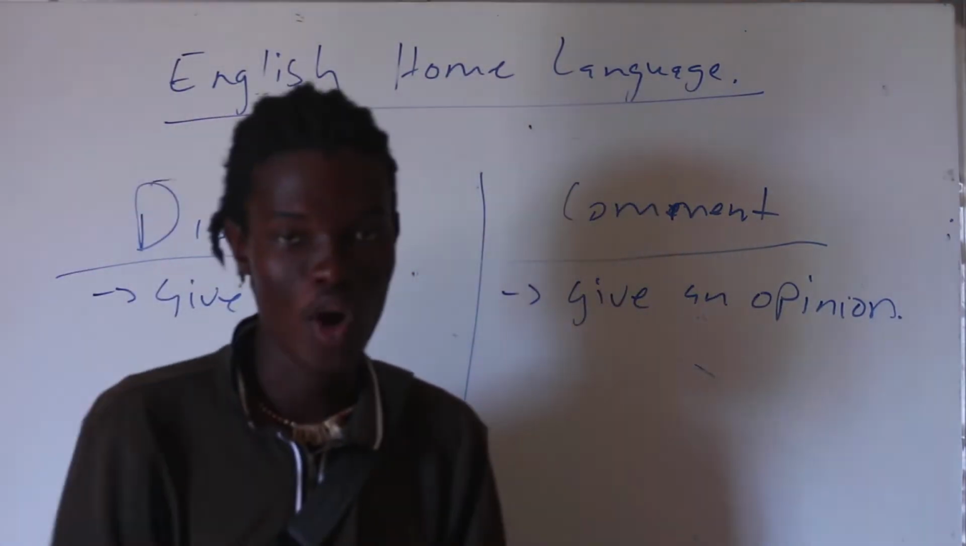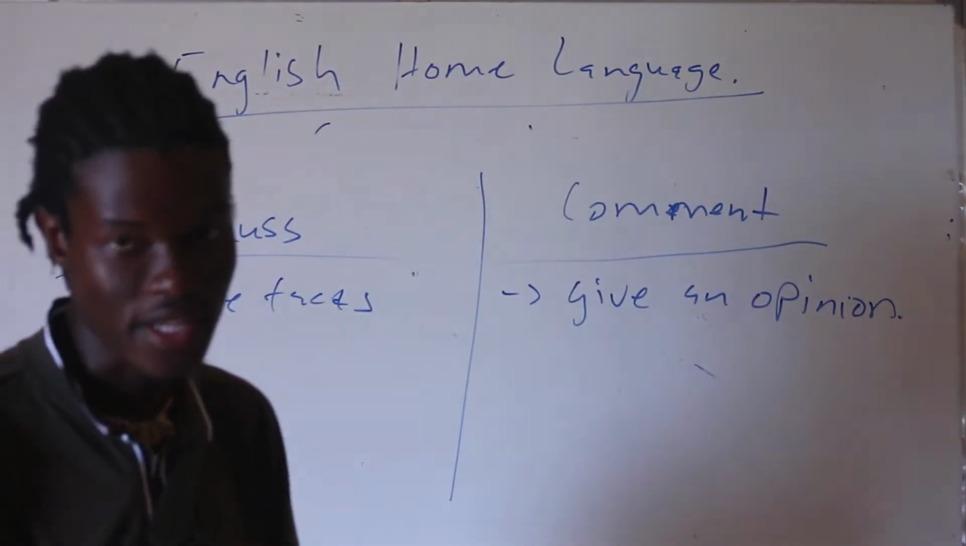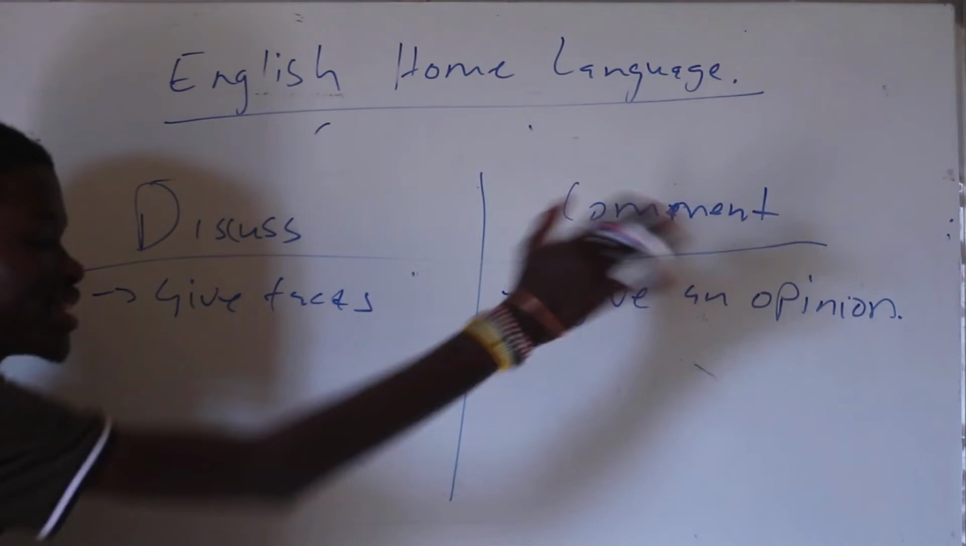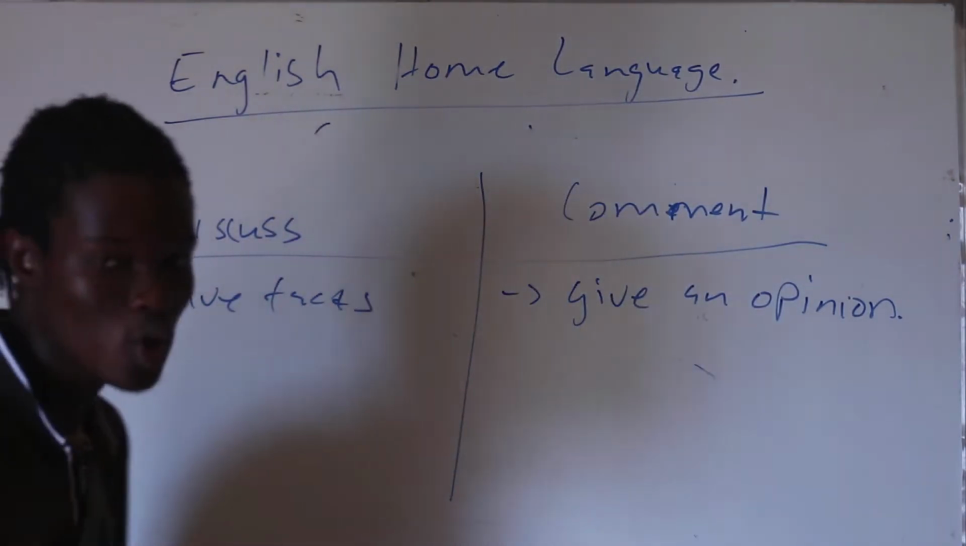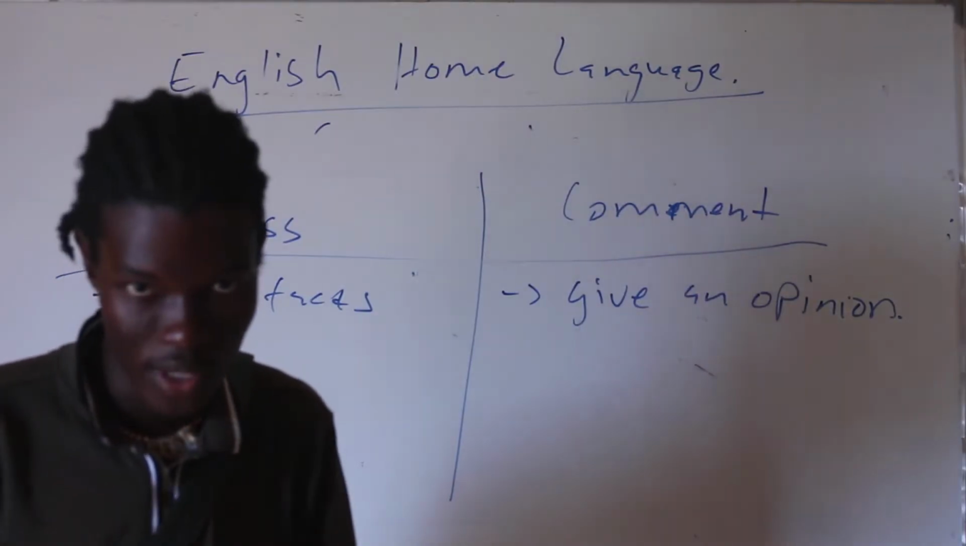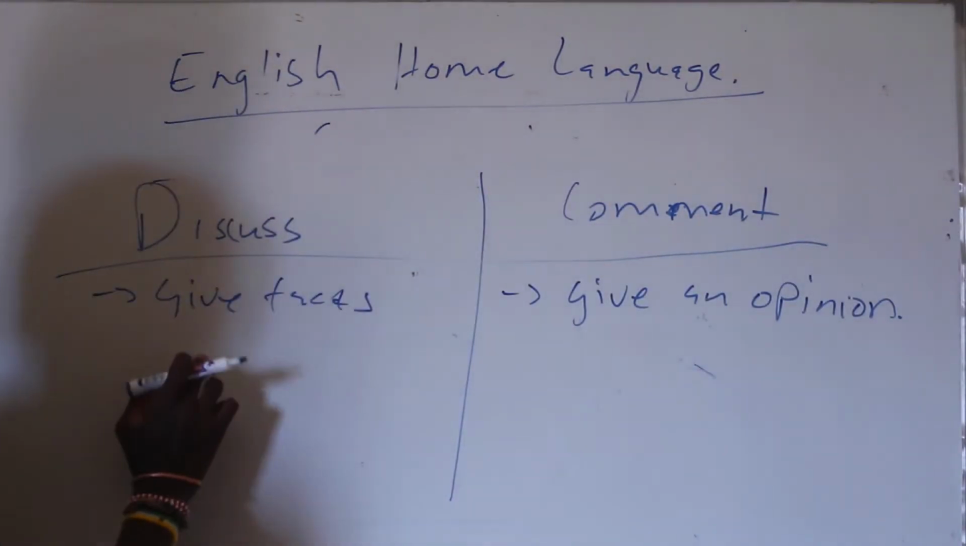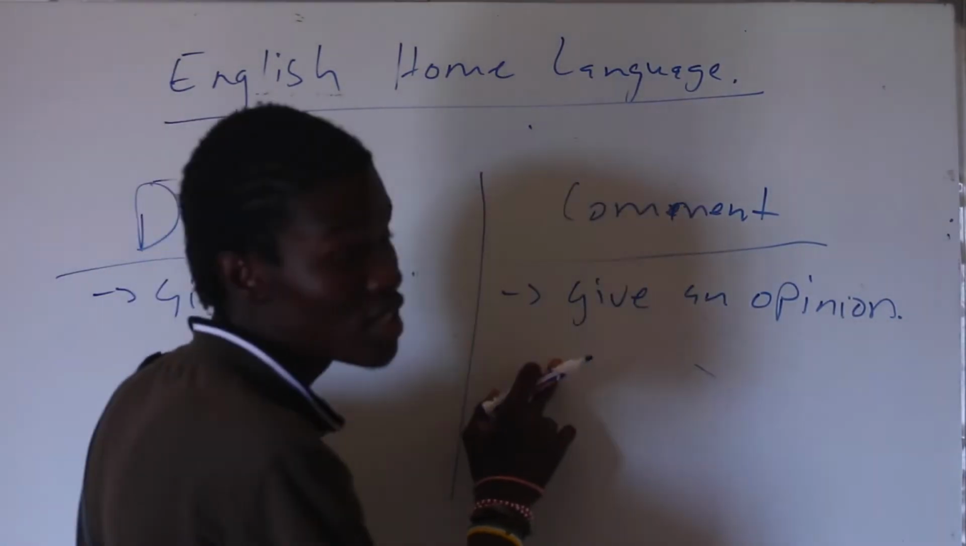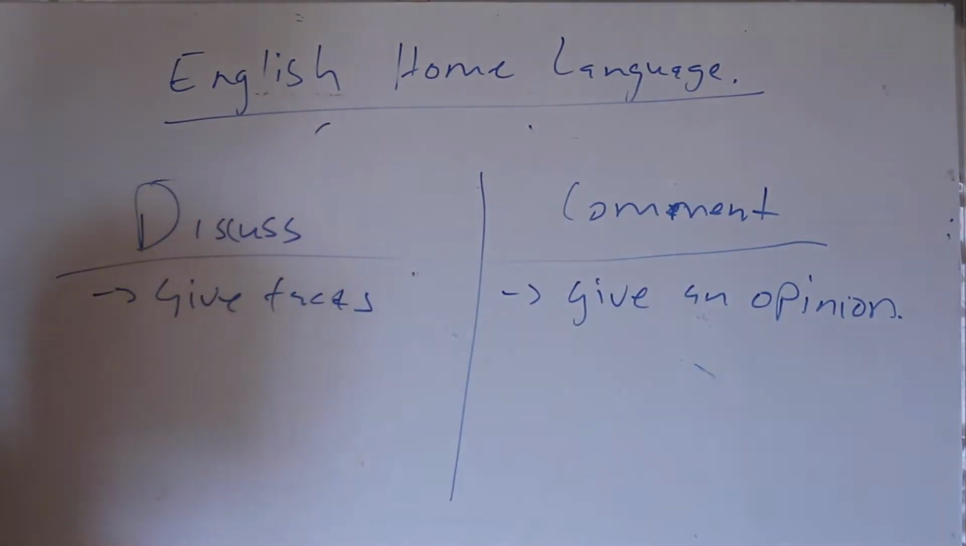Let's discuss someone right now, Nelson Mandela. You're going to give facts only. But if we were to say, let's comment about what he did, anyone can say he did robberies, anyone can say he did this, anyone can say he's a hero. I'm making an example, by the way. So, discuss means give facts. Comment means give an opinion.